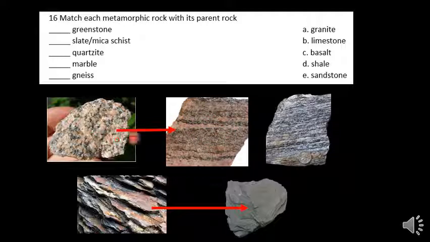So granite becomes gneiss. Here's another gneiss over here, just a slightly different color, but you see the same foliation banding in there. So granite becomes gneiss. We've got shale and slate. I'll tell you, don't get those two mixed up.